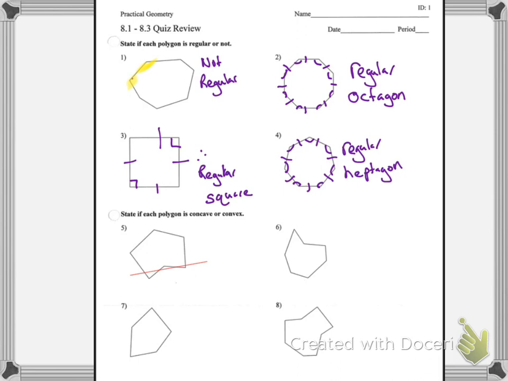See if I can get my pen to write. It hits 1, 2, 3, 4. So we know this is concave. Over here, once again, we can draw a line. It's going to hit it more than 2 times. So you see 1, 2, 3, 4. Once again, this is concave.